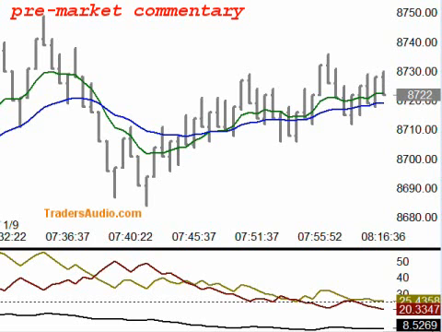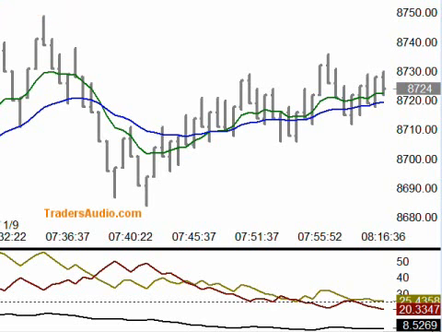We do have a wedge forming on the 512 tick, I think on the 1 minute as well. A break above 8735, traders, and a break below the 8711 area, with a stop around 8728 on either of those breaks, 8727.